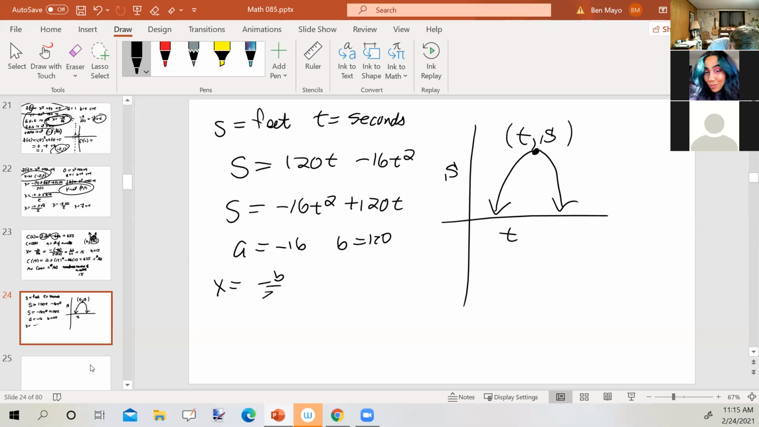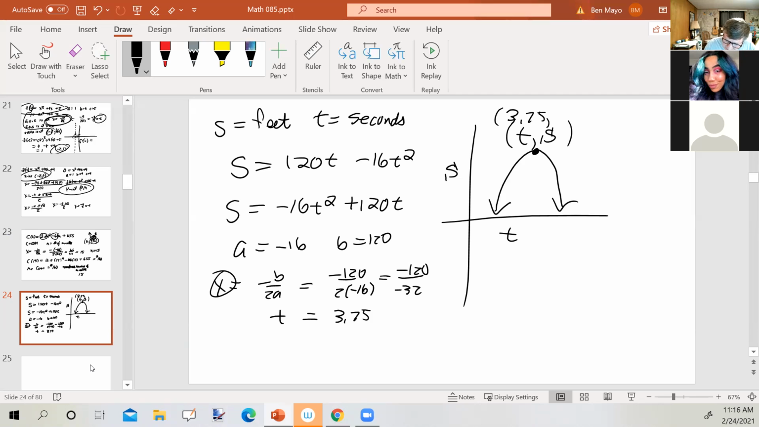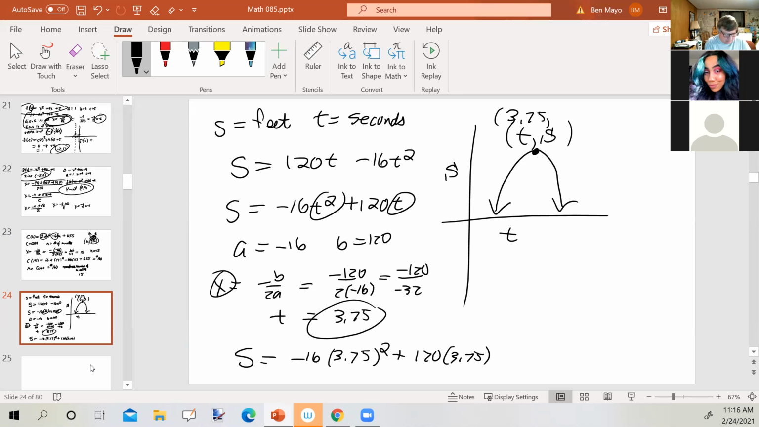X equals negative B over 2A, which is -120 over 2 times -16, which is -120 over -32, which is 3.75. So time, I know I used X because that's sort of the general formula, but time is 3.75 seconds. Now, how would I find the height? I would put time right there and right there. So S equals -16 times 3.75 squared plus 120 times 3.75.